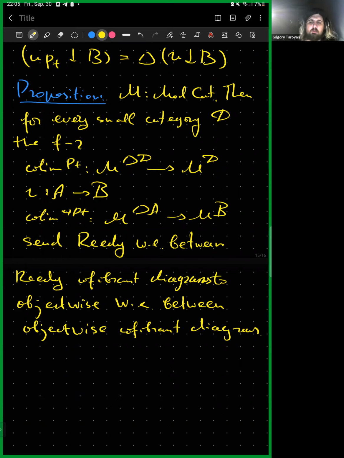So, I don't think that I will be able to cover the next part I wanted to discuss, namely virtually cofibrant and fibrant diagrams. So I think for today we'll have to stop here. Thank you.